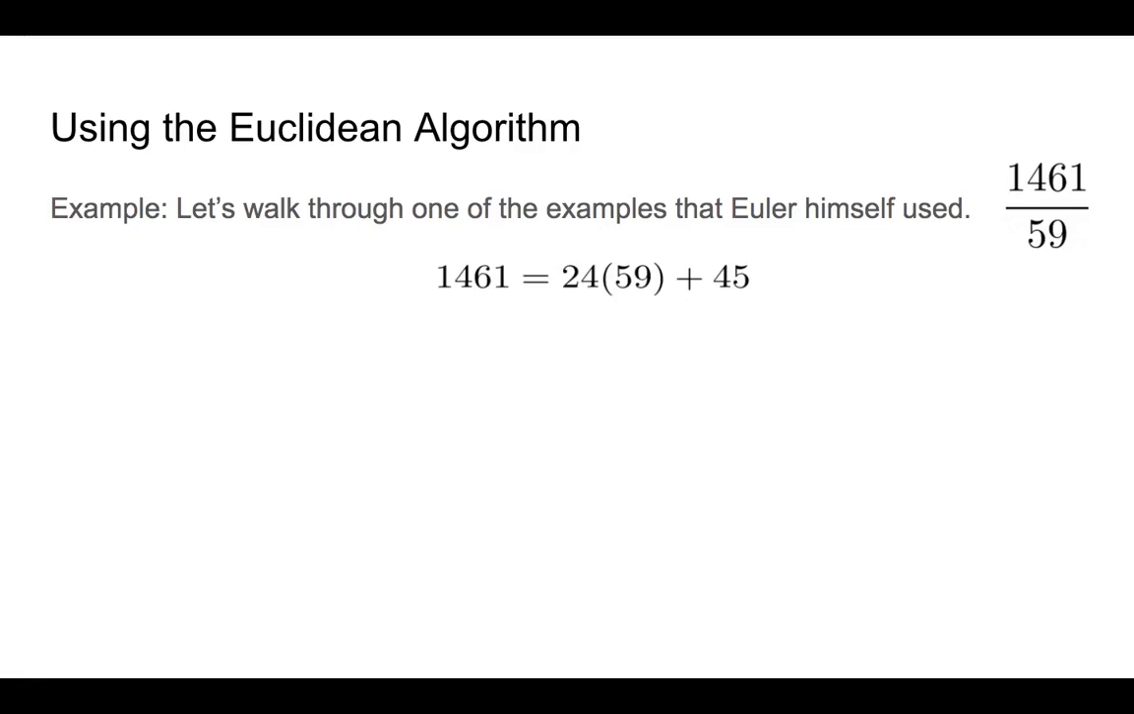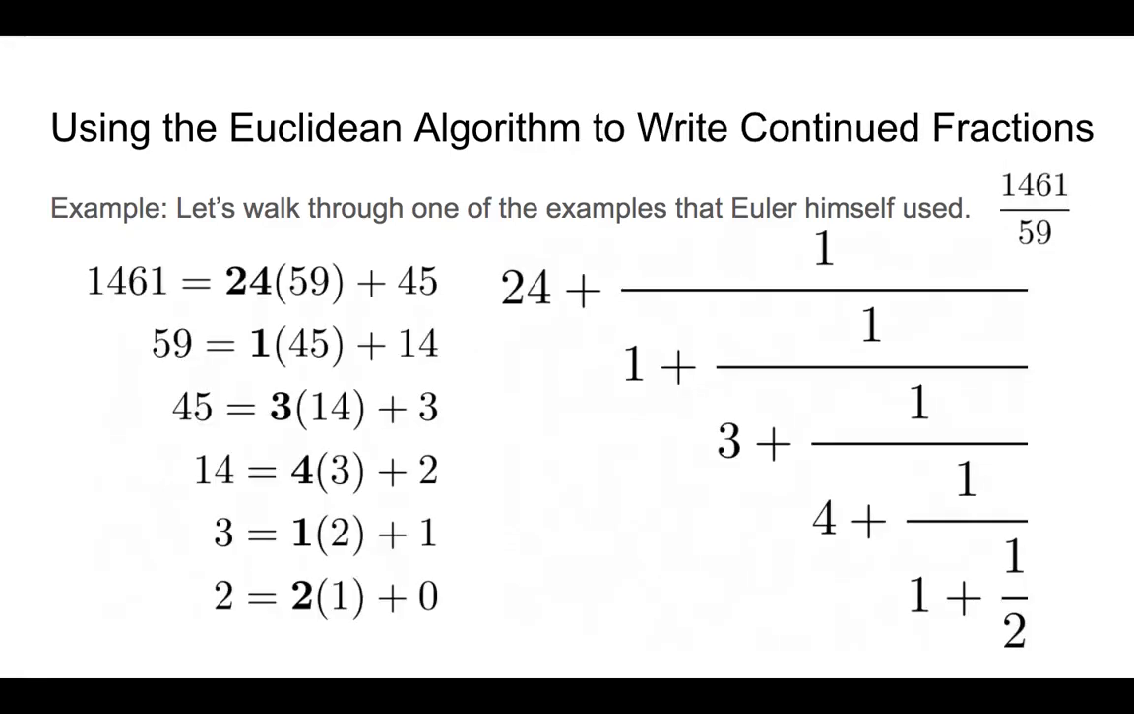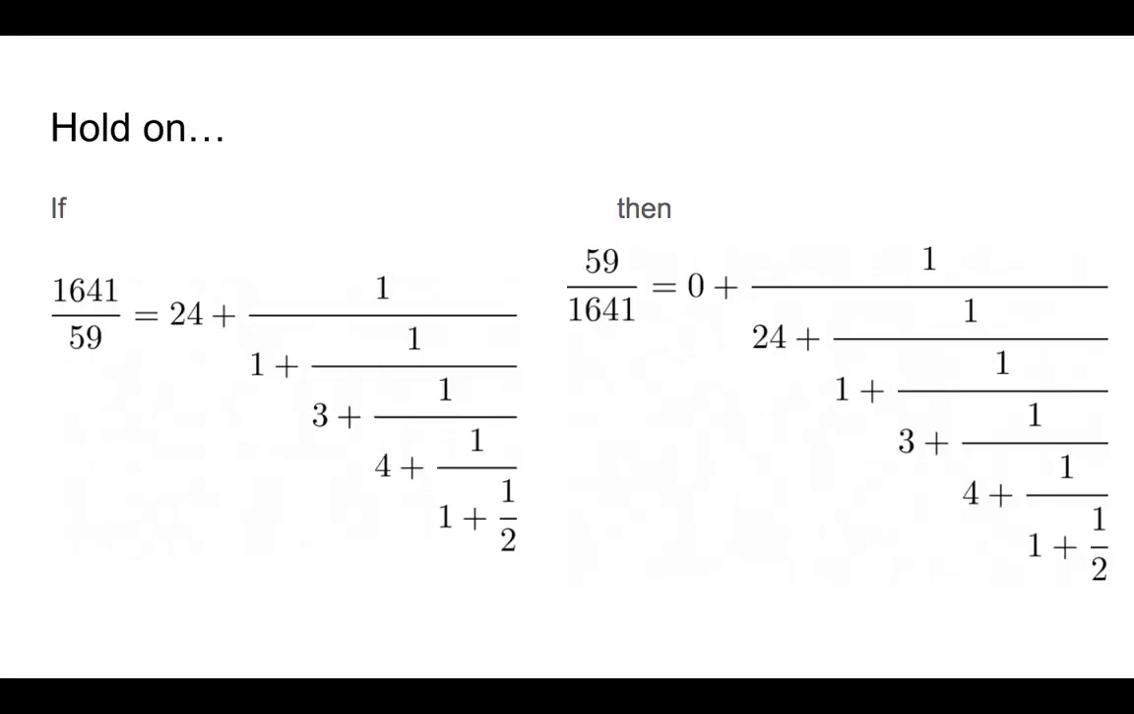First, divide by 59, then we'll divide 59 by 45, 45 by 14, 14 by 3, and 3 by 2. Divide 2 by 1 to complete the process. Here I've highlighted the quotients, and then we can see that 1461 over 59 is equal to this continued fraction. Hold on, I see a problem here.